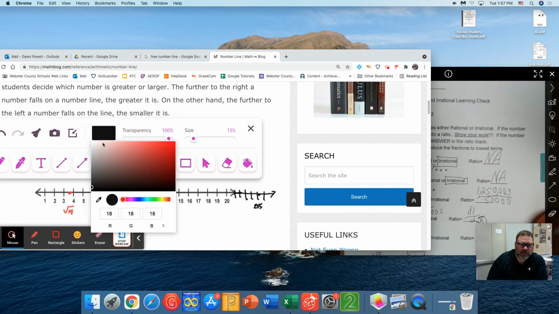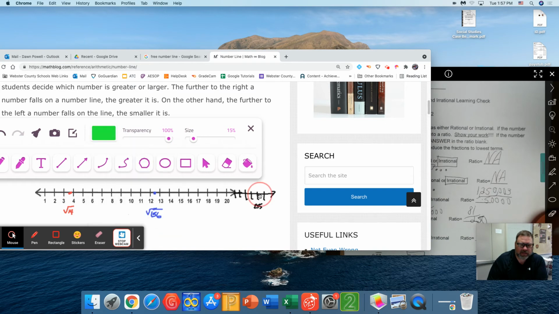And for some reason, Ms. Powell, it did not change colors. I don't know why it didn't do that. But let's try it now.